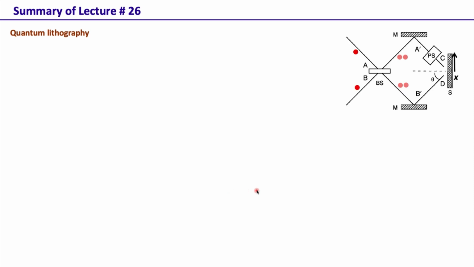Before we get started with today's lecture, let's look at what we did last time, in which we looked at two applications of quantum information. One is quantum lithography. In quantum lithography, one utilizes what's called the Hong-Ou-Mandel effect.